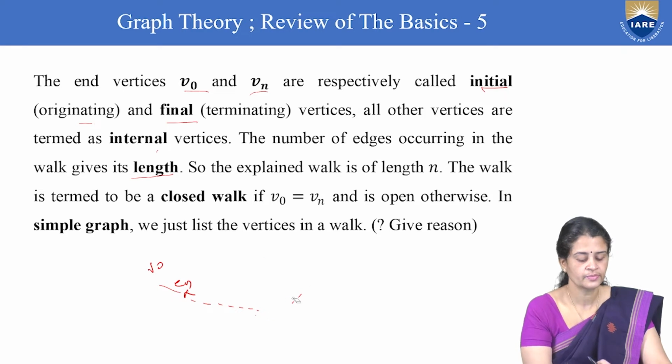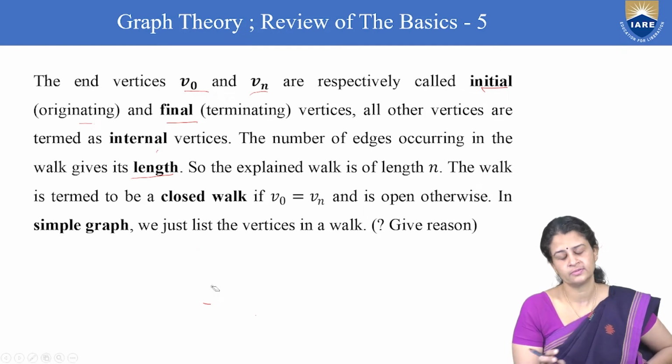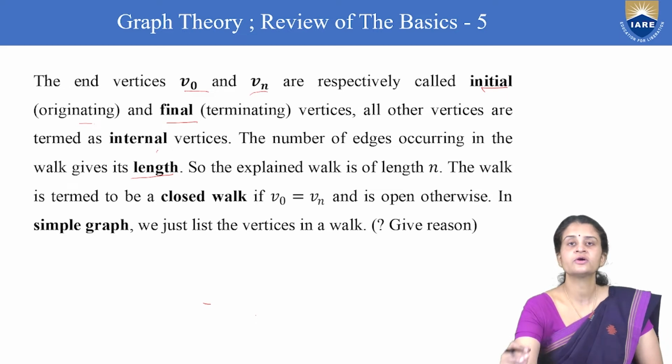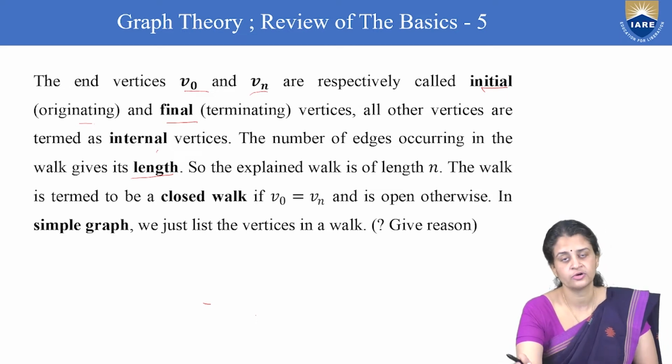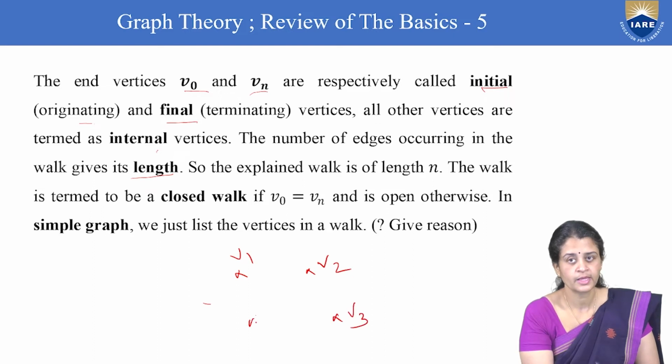Generally, in a simple graph, while giving a walk we need not give the edges at all. The labeling of vertices itself gives the correct walk. Why does this happen? Because in simple graphs we have no loops and no multiple edges, so there is no confusion about the walk V1, V2, V3 and V4.